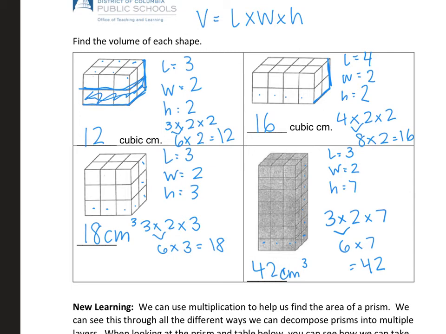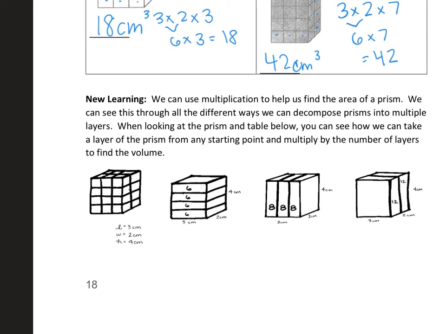Okay, so this is the new learning part, and for today I'm just going to skip over it a little bit quickly because it's kind of just using a lot of words to explain that we can use multiplication in the formula to find the volume of shapes. All right, so down here they show you the length times the width times the height, and then they're kind of just breaking down how they decomposed it in a bunch of different ways.